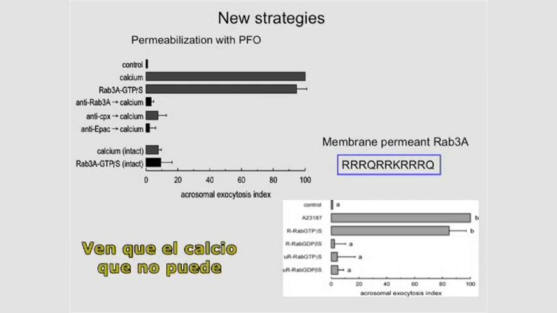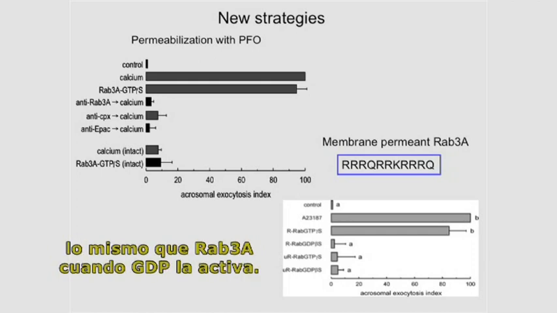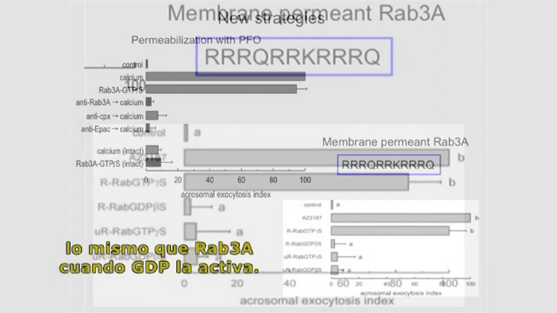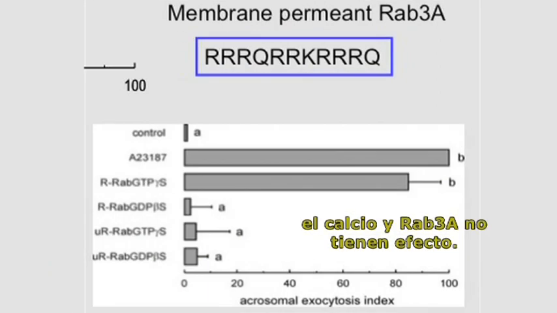You see that calcium, that cannot go through membranes, here triggers secretion. The same as RAB3A when it's activated with GTP gamma S. In intact sperm, instead, calcium and RAB3A have no effect.